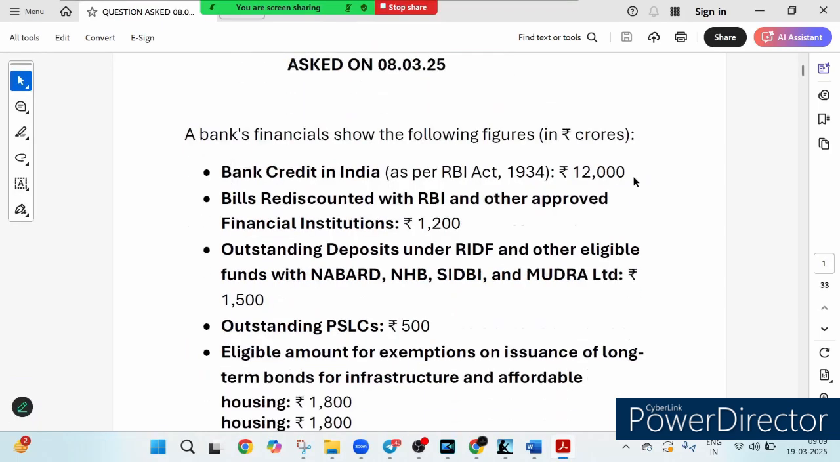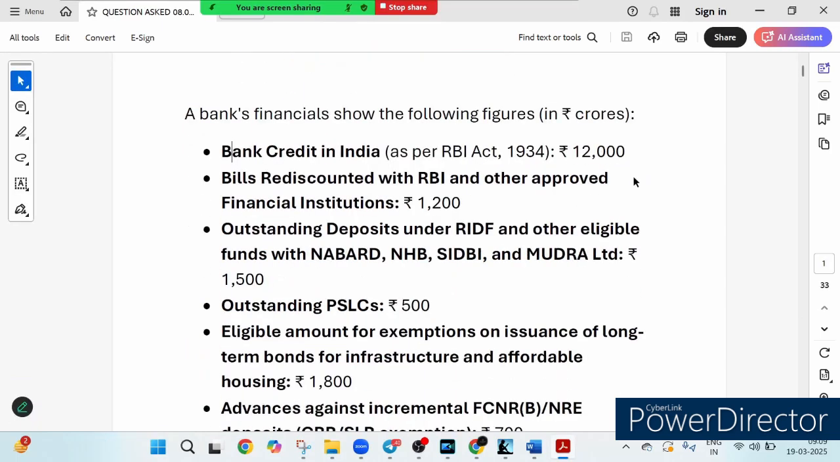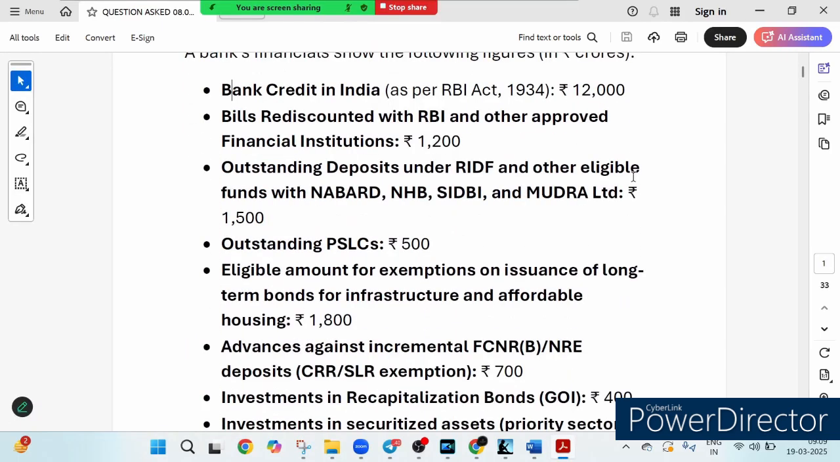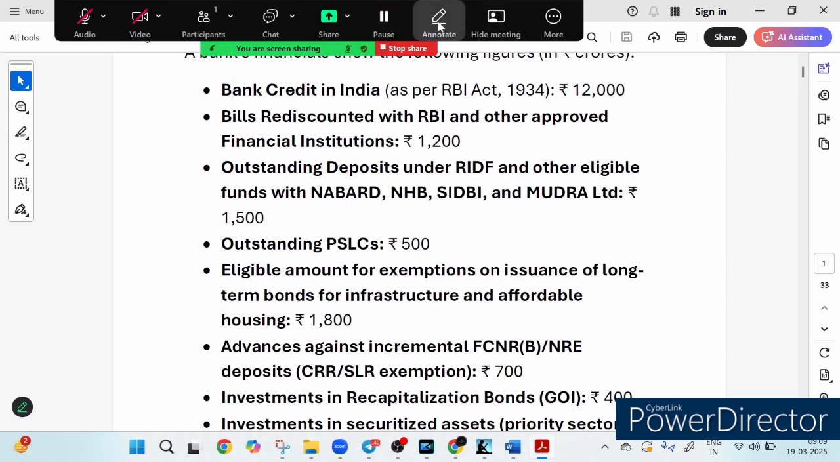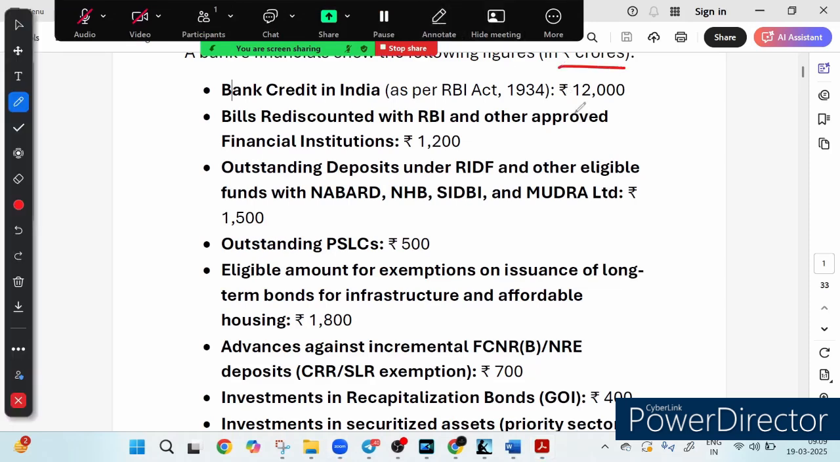So friends, a bank's financials show the following figures. Bank credit in India is 12,000. I think all the data are in crore, right? All the data are in crore. So 12,000 crore. Then we have bills discounted 1200 crore. Outstanding deposits under RIDF, NABARD, NHB, SIDBI and Mudra 1500 crore. Outstanding PSLC 500 crore. Exemptions on long term bonds for infra and affordable housing, it is 1800 crore.